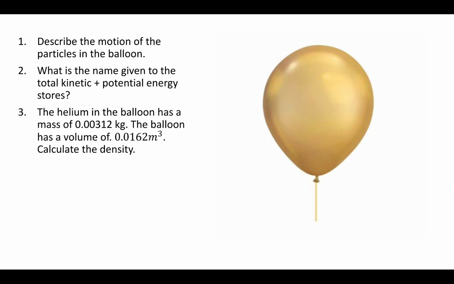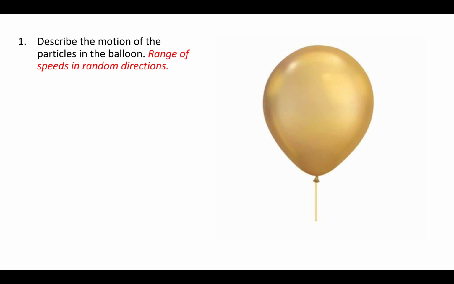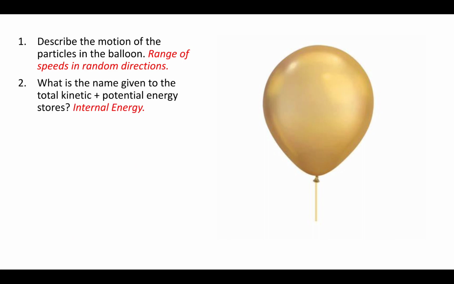Okay, let's look at the answers. So number 1, describe the motion of the particles in the balloon. It's just a description. We'll have a range of speeds in random directions. Second one, what is the name given to the total kinetic and potential energy stores? That's obviously the internal energy.